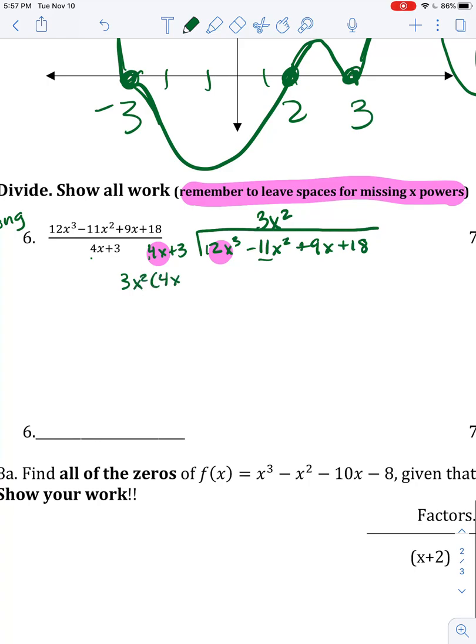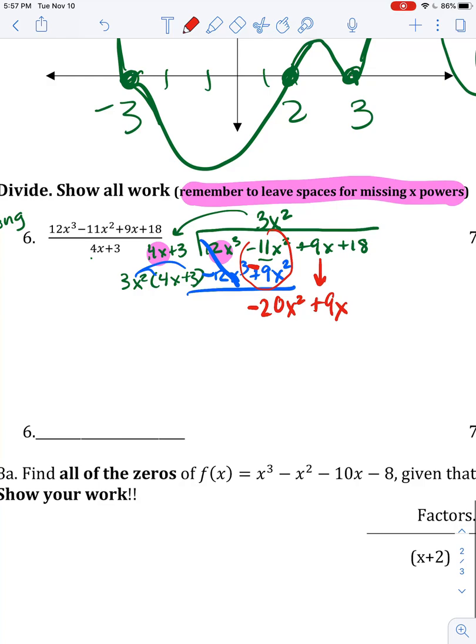And then if it helps you to keep track of things, you can write that here next to what you're going to multiply it by, because you have to take that top and multiply it by that. So now I'm going to distribute, which will give me a 12x to the 3rd from here, and then a 9x squared. At this point, I'm subtracting. So 12x cubed minus 12x cubed is gone, which was the idea. And then be a little careful here because you're going to be doing negative 11x squared minus 9. And so these combine to give you negative 20x squared.